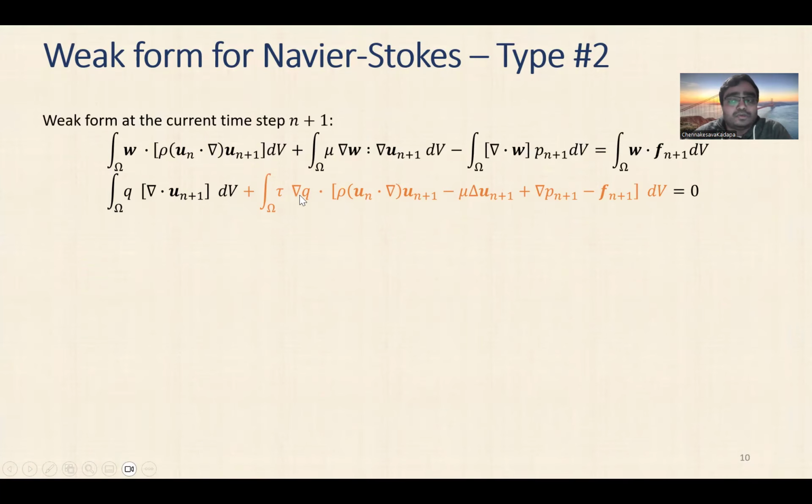Note that we typically write this stabilization term as a sum over the integrals of all the elements, but just to avoid unnecessary terms, I am writing this as a continuous integral. We apply the stabilization at the element level, because this tau could be different for each element.